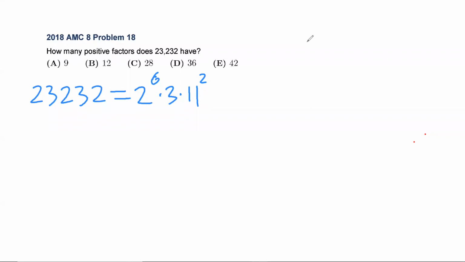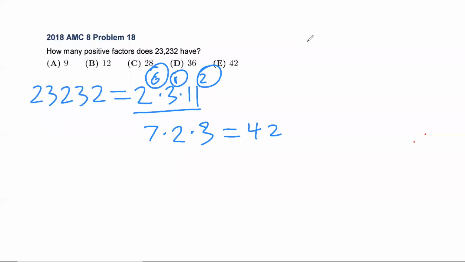So to get the number of positive factors, what you do is you always prime factorize the number, and in each of the exponents, there's an invisible 1 here. You always add 1 to each of the exponents, 7, 2, and 3, and you always multiply them together. So in this case, you get 42. So any questions here?